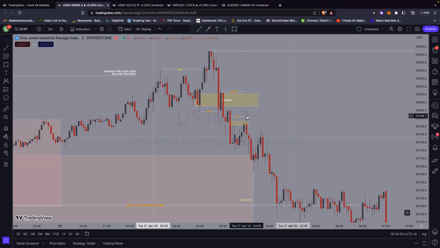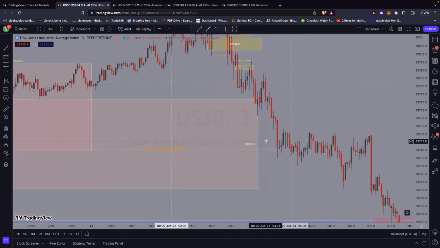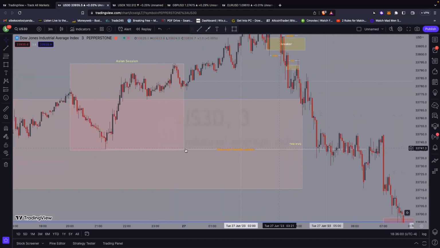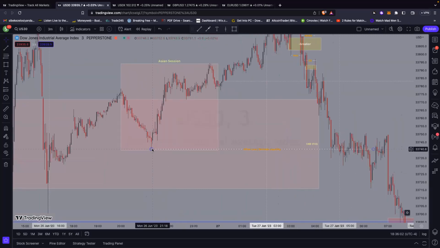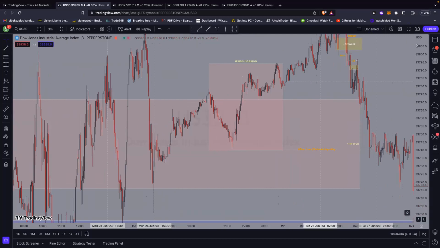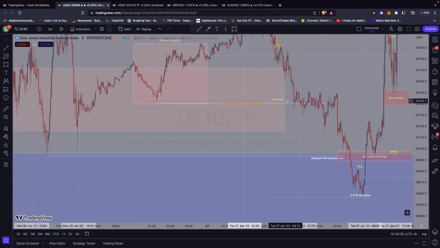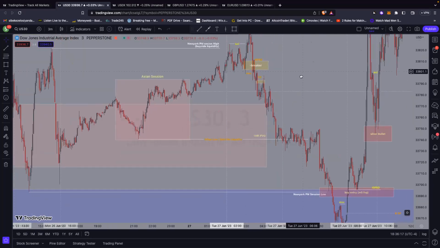So you can catch it at the high here. So you sell high, and then you target this sell side liquidity, low hanging fruits, Asian low, or you can just go lower and take your partials here. At the low, you close partials. By partials, I mean you take half of the trade.